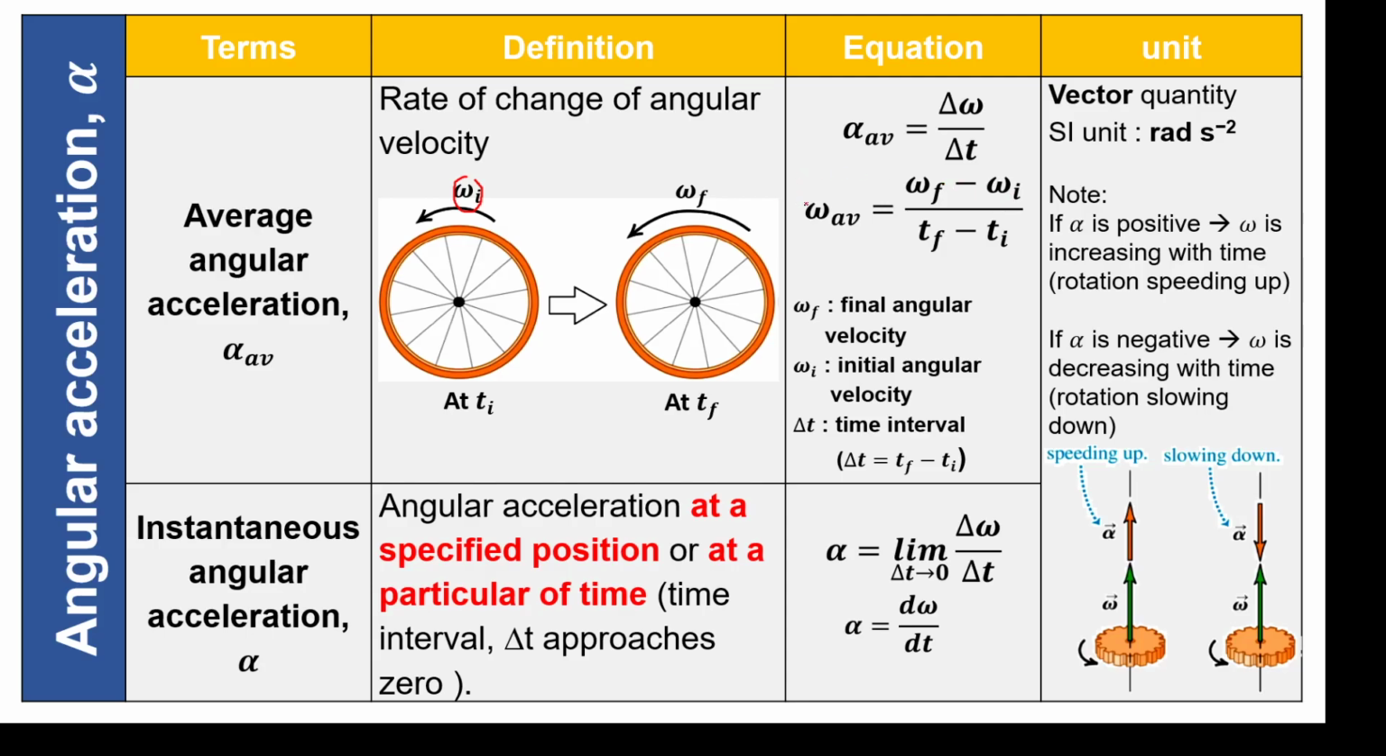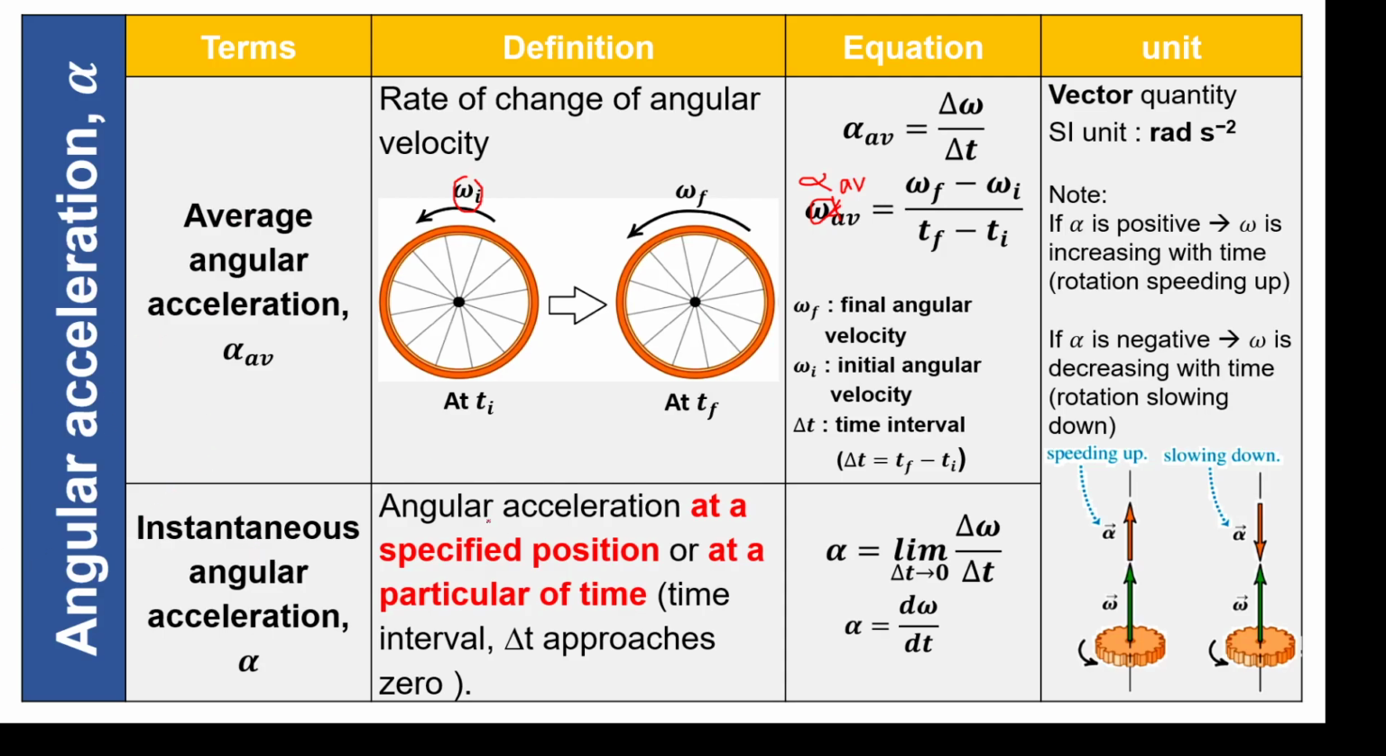So the average angular acceleration, alpha average, is omega final minus omega initial divided by t final minus t initial, where omega final is the final angular velocity, omega initial is the initial angular velocity, and delta t is the time interval. So what's instantaneous?